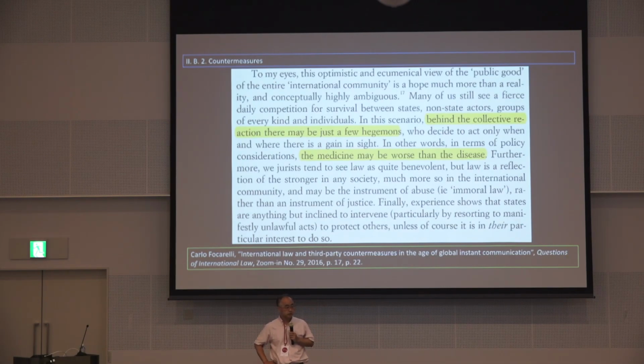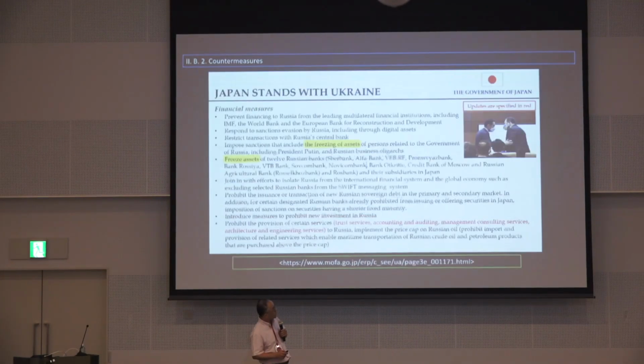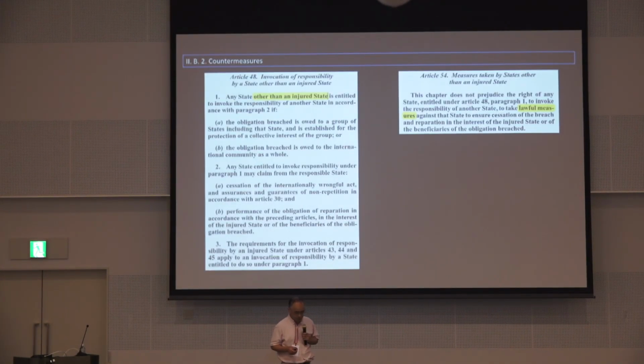The fundamental problem of countermeasures is that the state which is taking countermeasures decides that you are committing an internationally wrongful act. It is on the basis of this unilateral decision that the countermeasures are taken. But the other side of the coin is also true that if you accept Focarelli's argument and the hegemons should not do anything, then you simply accept what the Russians are doing now. Is it right under international law? Is it correct? So this political disagreement is behind this difficult Article 54 of the Articles of the International Law Commission.